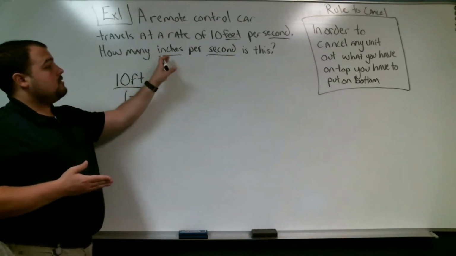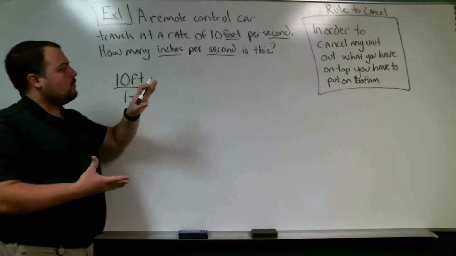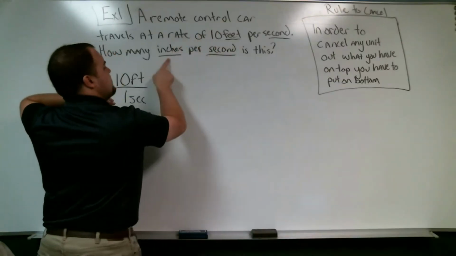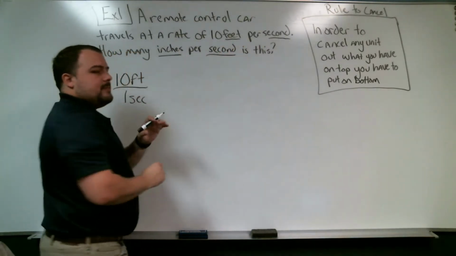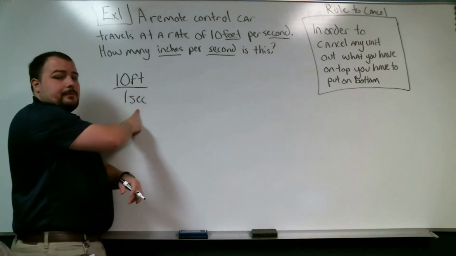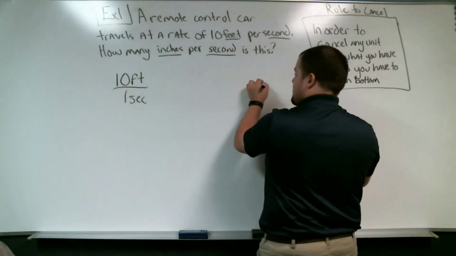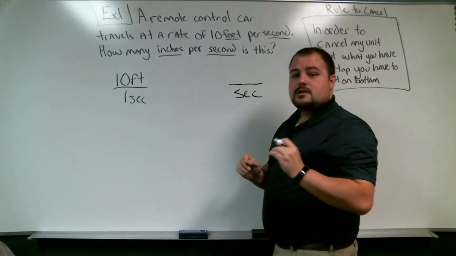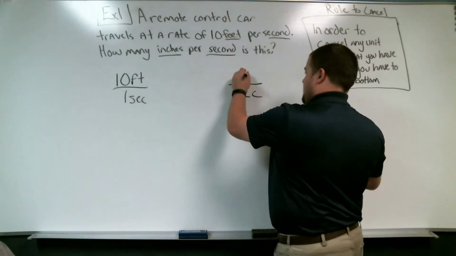Now, what we need to know is what we are trying to change this to. If we look at this, it says that we have feet, but now we want inches, and seconds and seconds. That means we're not changing the bottom. Since it still says that we are using seconds, we're still going to have seconds on the bottom. But the unit they want us to put on top is the inches.